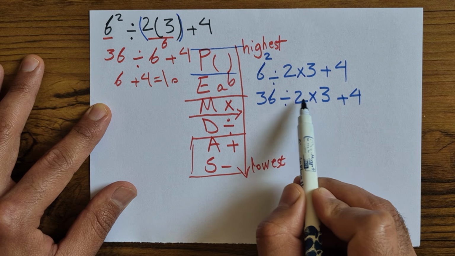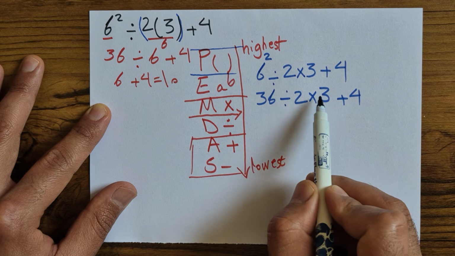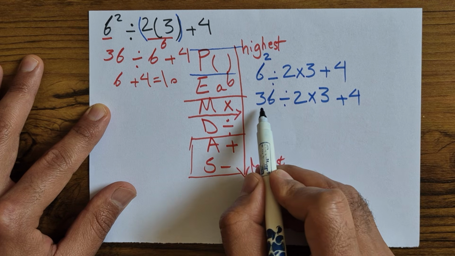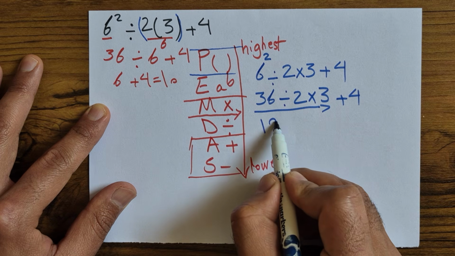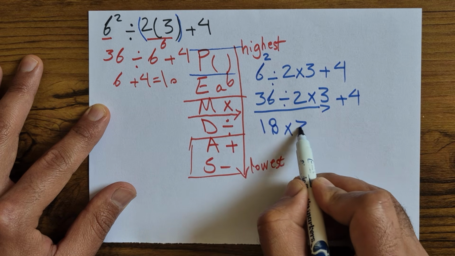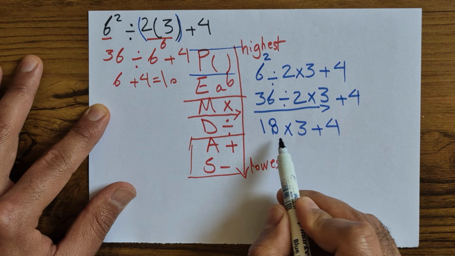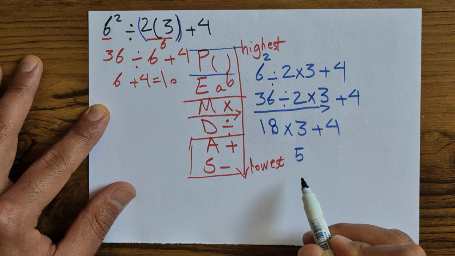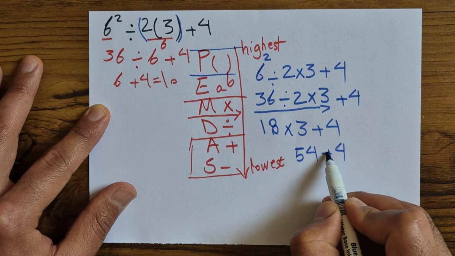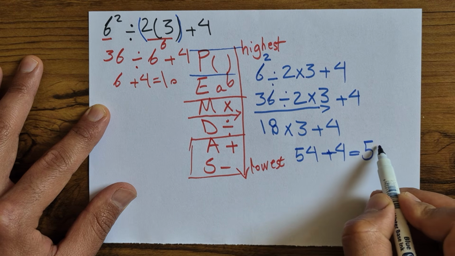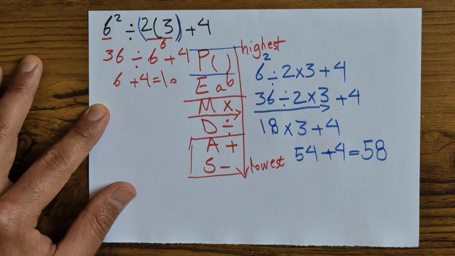You can't say, okay, do 2 times 3. No, it's not possible. So you should go from left to right. 36 divided by 2 gives us 18. And then times 3 plus 4. 18 times 3 gives us 54 plus 4. And the final answer is 58.